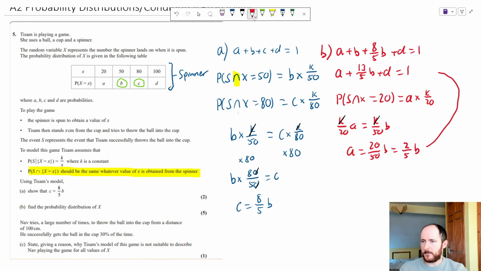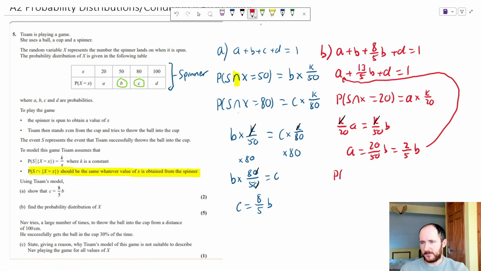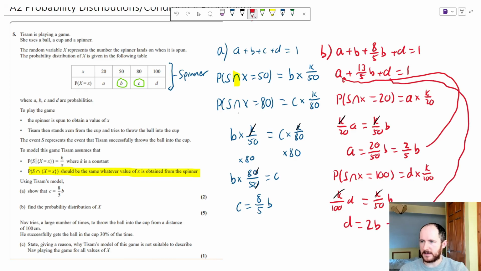We can sub this back into here. I'm going to do that later once I've actually worked out D as well, just to do everything in one step so I don't repeat myself. Do the exact same thing for D. Probability of S and X equaling 100 is equal to D times K over 100. And once again, that should be equal to B times K over 50. So K over 100D equals K over 50B. So again, we can cancel the K's. I'm going to times both sides by 100, and hopefully you can see that D is just equal to 2B. I'm going to put that back into here as well.